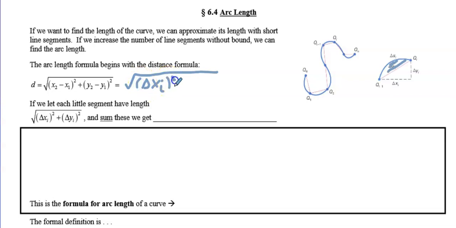And we're going to keep squaring that. And we're going to do the same thing with the y. We're going to do y sub 2 minus y sub 1, and that's just going to be a delta y. Again, a little i, and you'll see where the i comes in a second. It's really just delta x quantity squared plus delta y quantity squared.